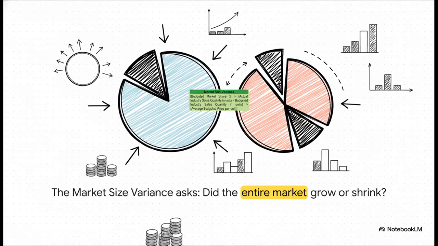Let's look at that first piece, the market size variance. What this formula does is figure out the difference between the actual and budgeted total market size in units. Then it multiplies that by our budgeted market share and our average budgeted price. In simple terms, it tells us how much of our sales variance happened just because the entire economic pie got bigger or smaller, something totally outside of our control.